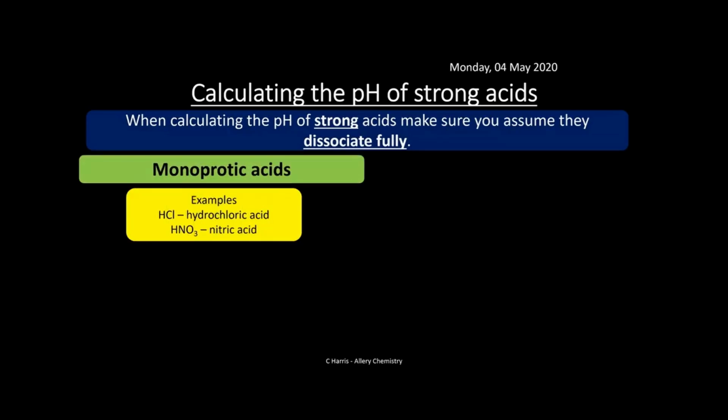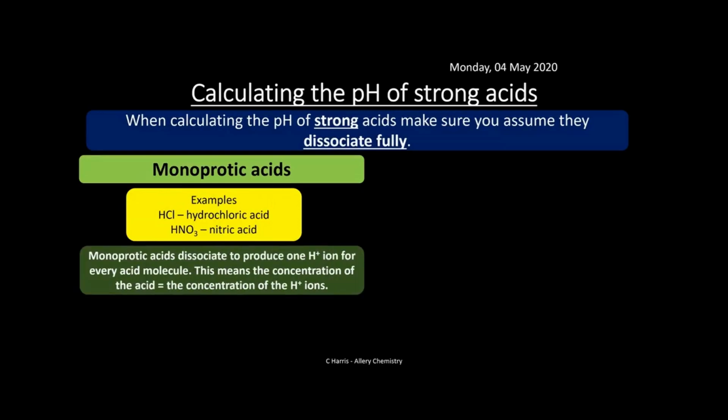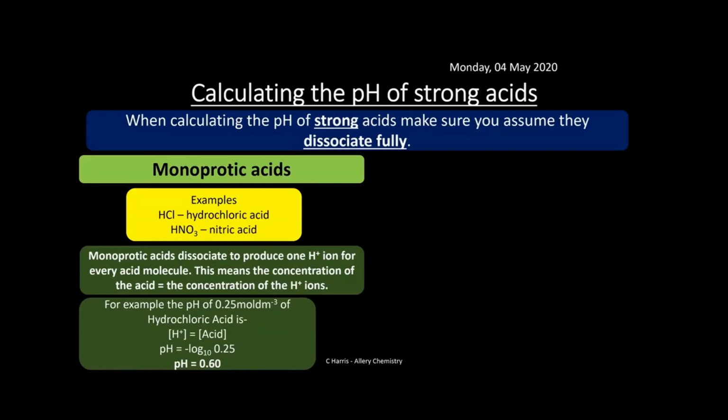For monoprotic acids, such as hydrochloric and nitric acids, they dissociate one proton for every molecule of acid. So this means that, as you've seen just before, the concentration of the acid equals the concentration of the H plus ions. So, for example, the pH of 0.25 moles per dm cubed of hydrochloric acid: H plus equals the concentration of acid, so that equals the same because that's the assumption we're making.